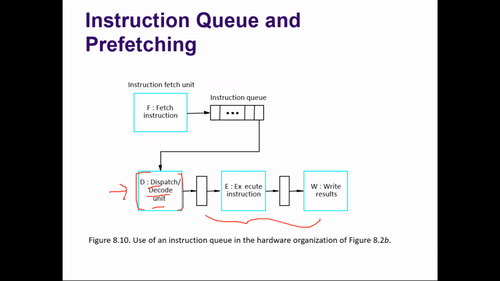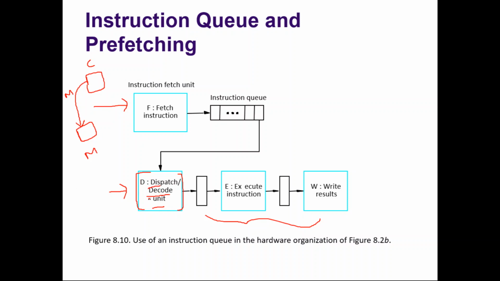So nothing can be dispatched, and nothing can be removed from the instruction queue, but that is still not going to affect the fetch unit, because the job of the fetch unit is what? It should fetch the instruction from the cache and load it into the instruction queue. If there is a cache miss, it should fetch the instruction from the main memory. So this is what the fetch unit is going to do continuously.